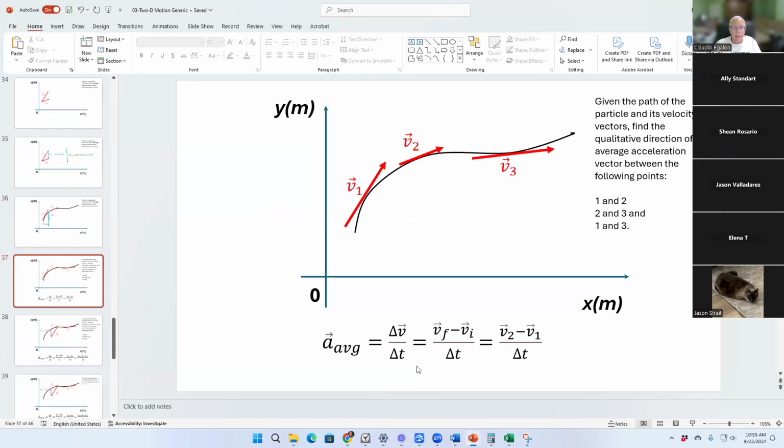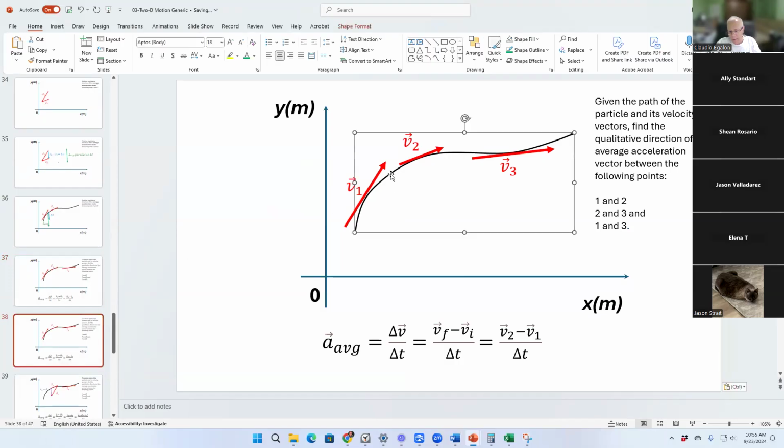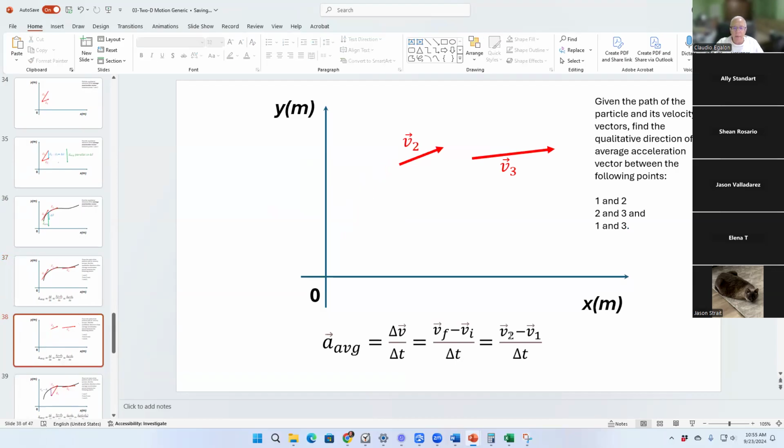Okay, and then you can do the same for the rest. You can do it for V2 and V3, or for V1 and V3. Let's do it for V2 and V3. Here you go. I will take away the path. I don't need this guy. I don't need this guy. V3 minus V2.